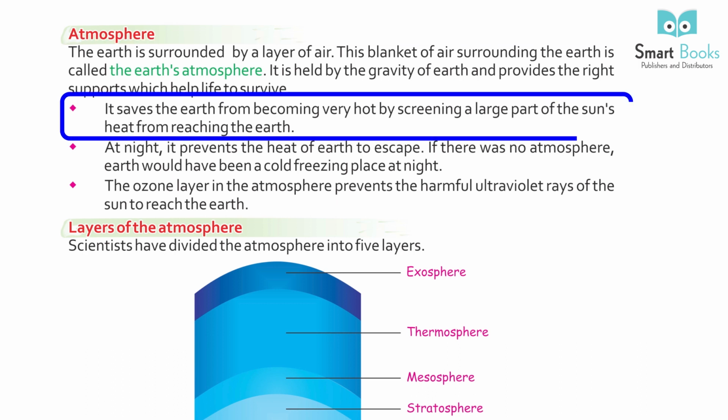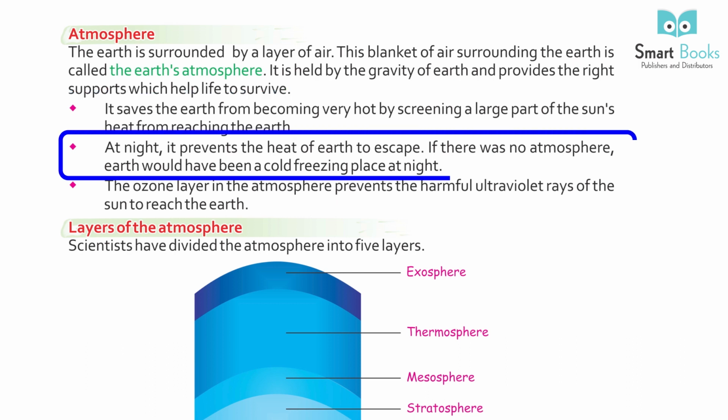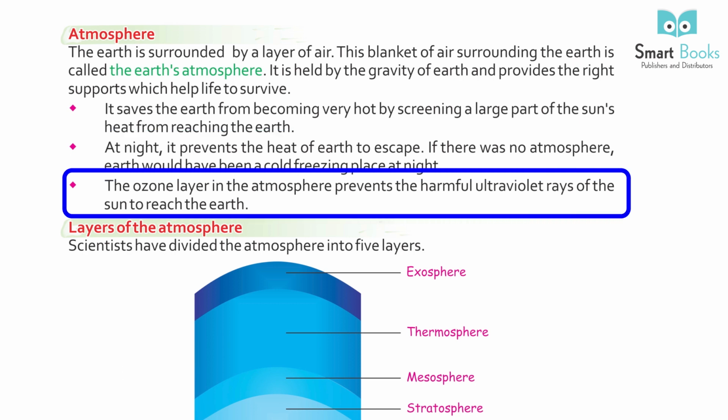It keeps the earth from becoming very hot by screening a large part of the sun's heat from reaching the earth. At night it prevents the heat of the earth from escaping. If there was no atmosphere, earth would be a cold, freezing place at night. The ozone layer in the atmosphere prevents the harmful ultraviolet rays of the sun from reaching the earth.